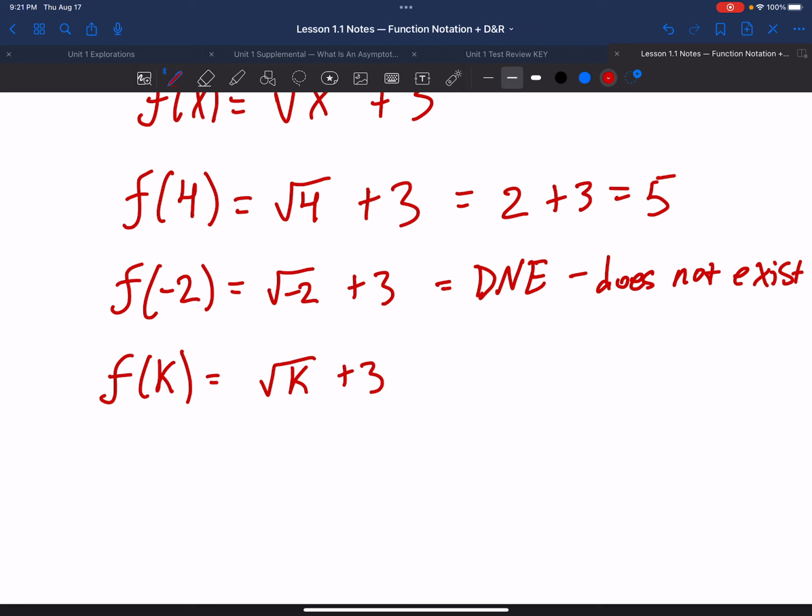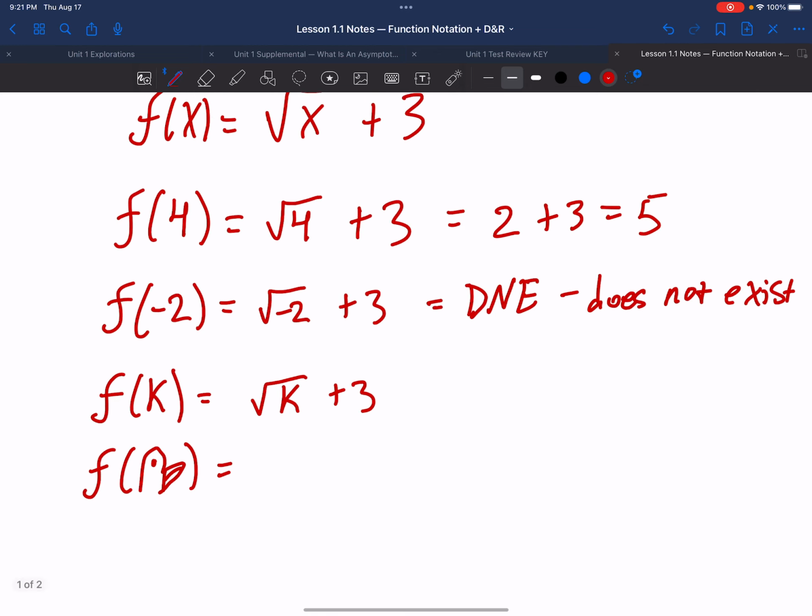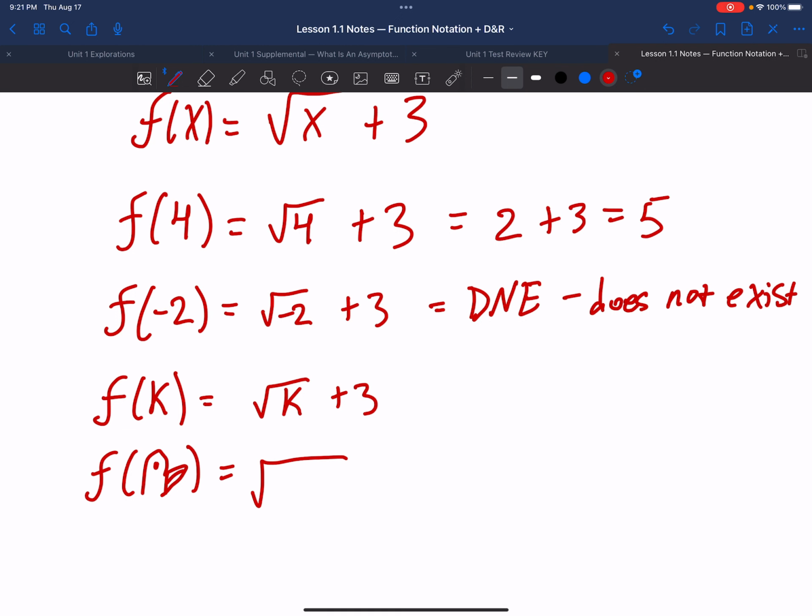The general gist, I like to do this. I say, what is f of pigeon? Yes? What is f of pigeon? I say, well, the input is pigeon, so that's like our x, so it's the square root of pigeon plus 3. Yes, absolutely. That's perfect, right? F of pigeon is square root pigeon plus 3.